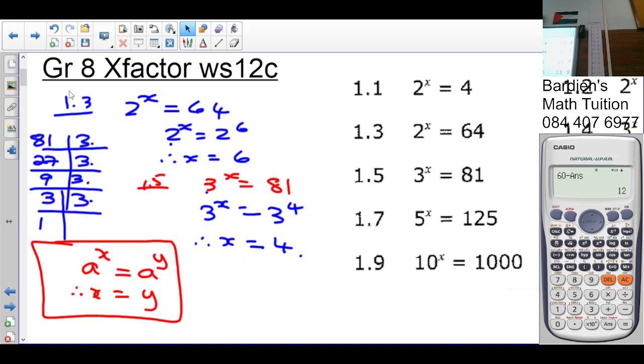Like number 10, then you try and write 1,000 as a base of 10. 10 to the 1 is 10. 10 to the 2 is 100. 10 to the 3 is 1,000. 10 to the 4 is 10,000. 10 to the 5 is 100,000. 10 to the 6 is a million. 10 to the 7 is 10 million. 10 to the 8 is 100 million. A billion, sorry. You guys will be billionaires, no? Not in Zimbabwe.